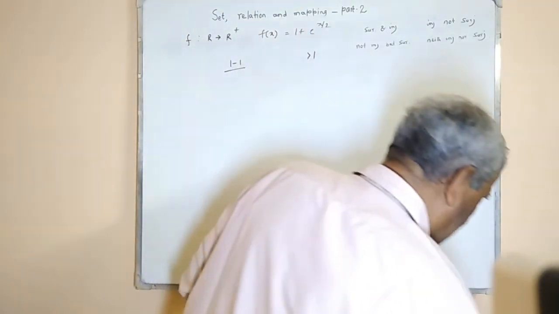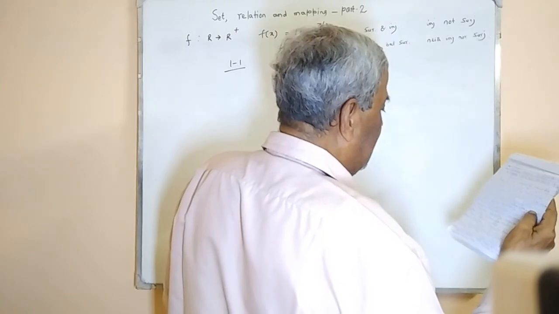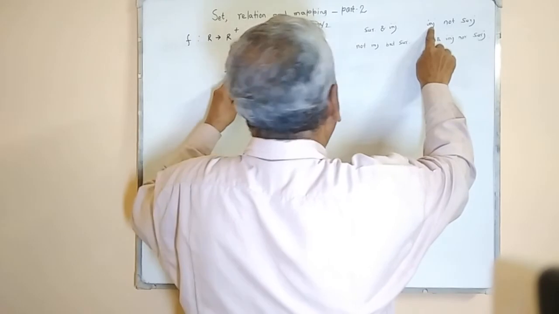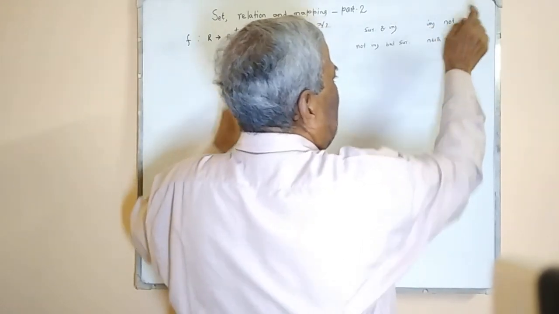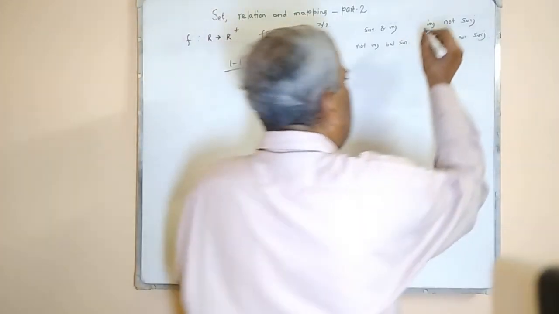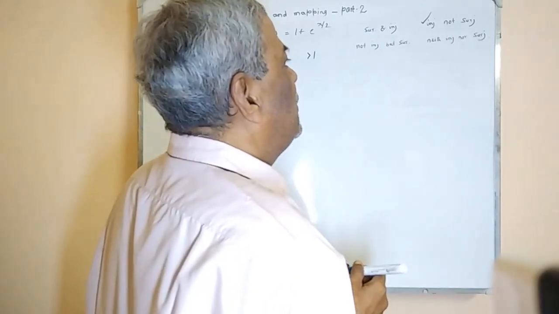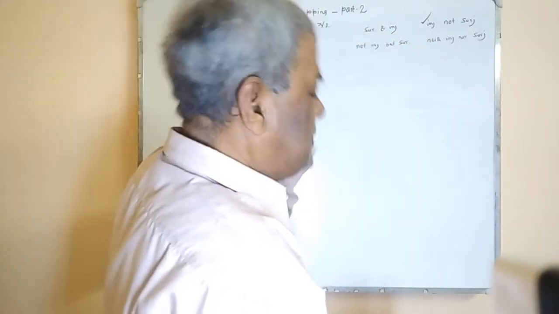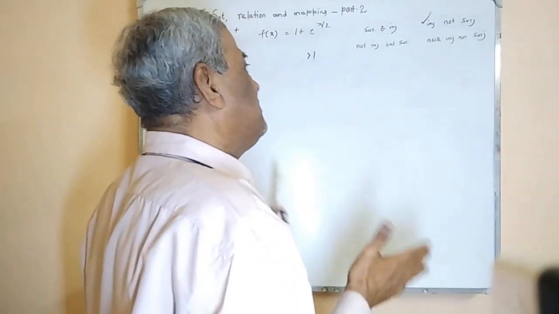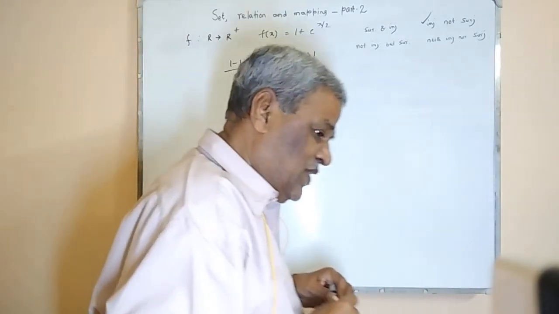So which option is correct? Injective but not surjective. Injective means one-one, which we proved. Not surjective, since surjective means onto mapping, and this is not onto. So it is injective but not surjective. These definitions, injective, surjective, etc., you have to keep in mind always.